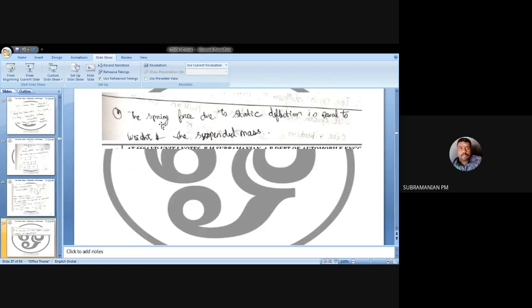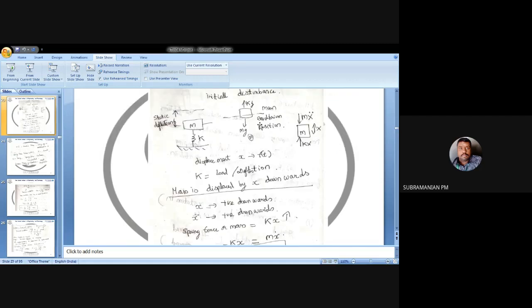And this one is the main thing. I have told that the spring force due to static deflection is equal to the weight of the suspended mass. That is the sentence I have projected. You can see here, mg is equal to k delta. So what is k delta? It is a force. Stiffness multiplied by deflection will be the force, that is the spring force. So I can say my spring force will be equal to the weight of my suspended mass.